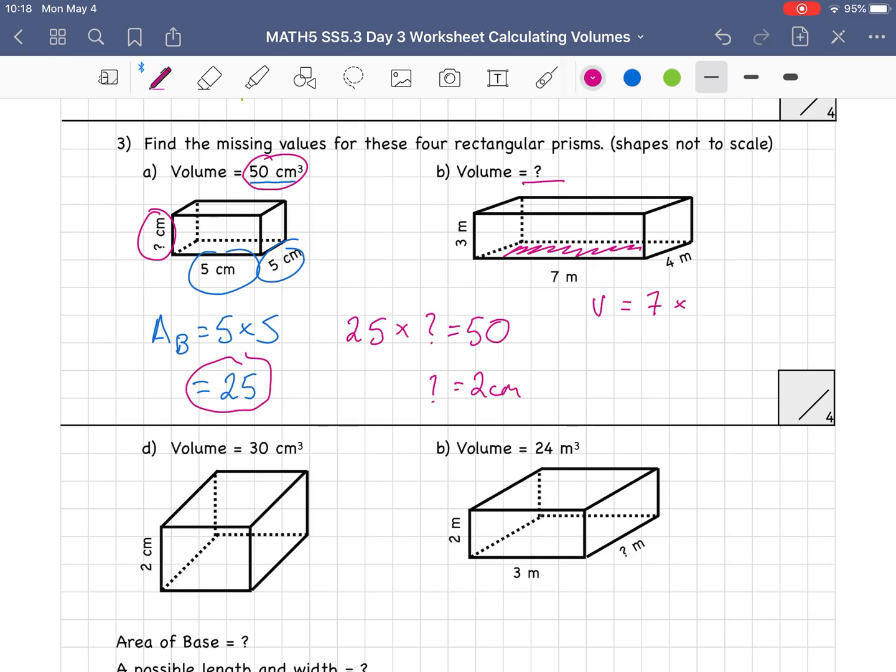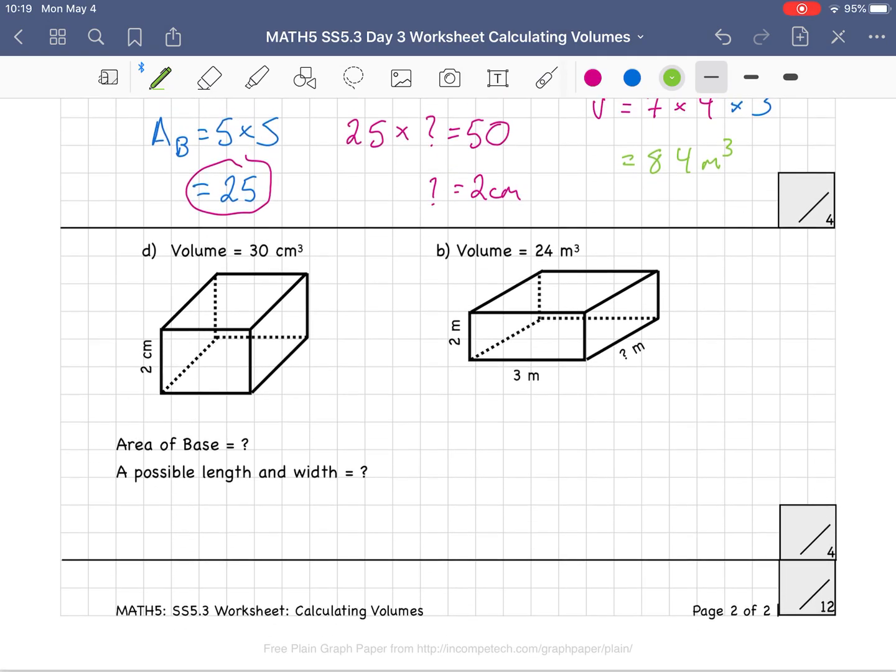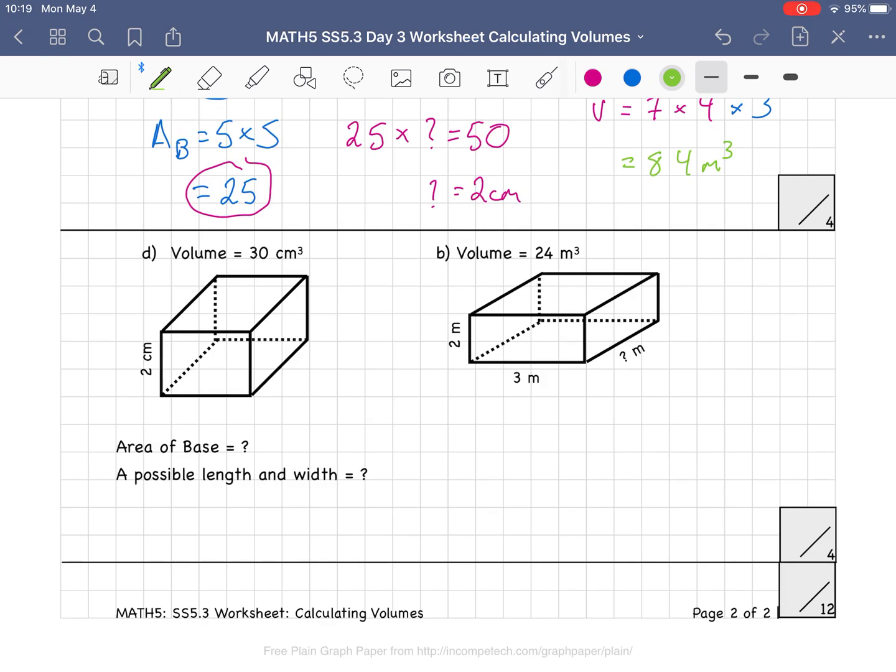Okay, and letter B, we're just missing the volume. So we just figure out the area of the base times it by the height. 7 times 4, and times it by the height. Now, we multiply all these three numbers together. I'm going to do 3 times 4 is 12. 12 times 7 is 84 meters cubed. It's a pretty big volume.